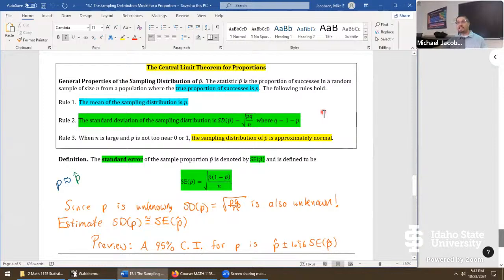But essentially what it's saying is, if you have a statistic like p hat, which is calculating the proportion of successes in a sample size n from some population, where the true population proportion of successes is p, then we know 3 pretty incredible facts. The mean of the sampling distribution is p. What that is saying is this statistic is not going to equal p exactly.